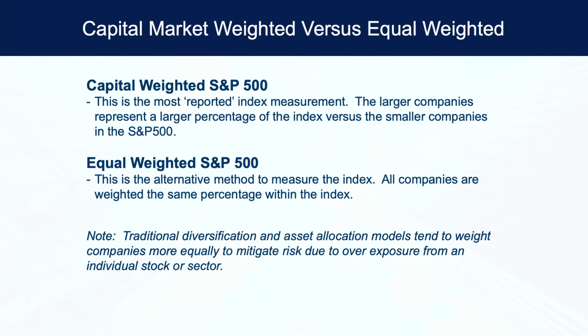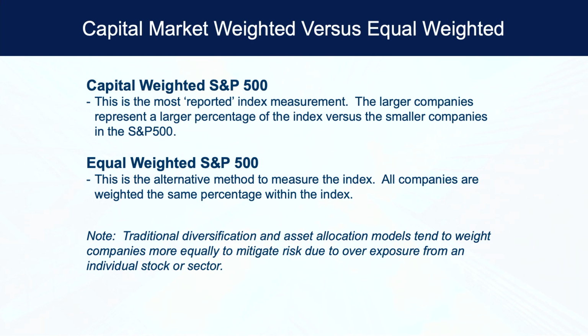Now, you look at that definition as opposed to the equal weighted S&P 500, and this is an alternative method, but it gives you a better understanding of how the broader market is doing. And this is where all companies are weighted the same percentage within that index. So Apple might be at 1%, and that obscure company might also be at 1%. So it equally weights every stock within the S&P 500.